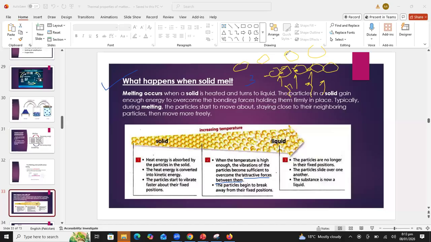And when they are away from each other, it means they will not be in the solid state; they will be converted into the liquid state. During this transition, initially the solid is absorbing heat energy, but as the force of attraction breaks down, the solid is converted into the liquid state. Clear, students, what will happen when the solid is converted into liquid?